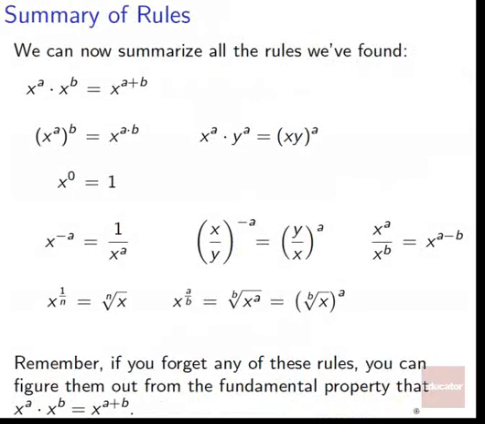Cool. At this point, we've got a lot of different rules, and we can see a summary. So our foremost, most fundamental rule of all is this idea right here. X to the a times x to the b equals x to the a plus b.